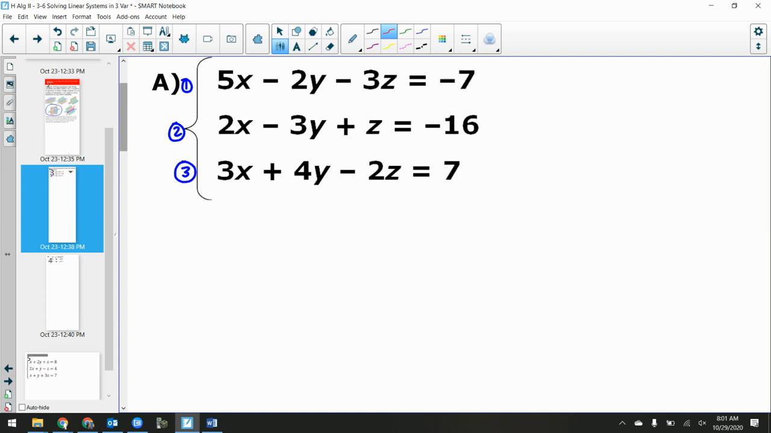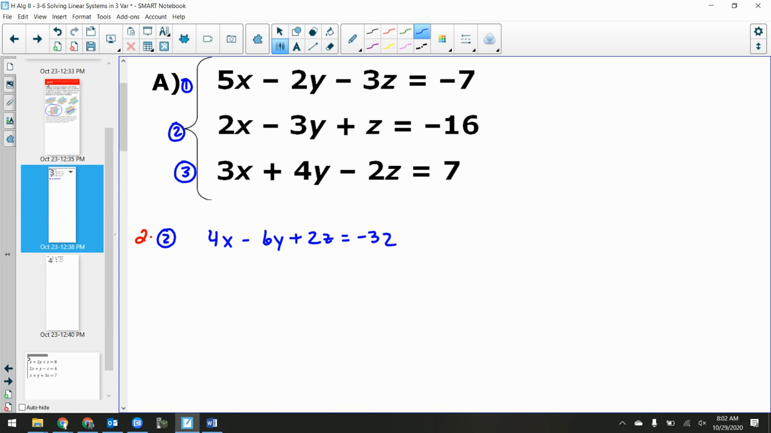2. So here's the notation that I'm going to use. I'm going to say 2 times equation 2. Okay, 2 times equation 2. That yields me 4x minus 6y plus 2z is equal to negative 32.